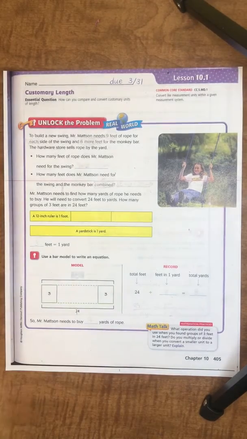Today we're going over lesson 10.1 on customary length. Customary unit of measurement is what we typically use in the United States, whereas next week we are going to get into metric unit of measurement, which is used in other countries around the world.